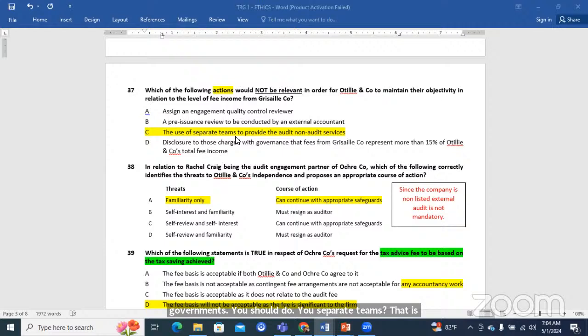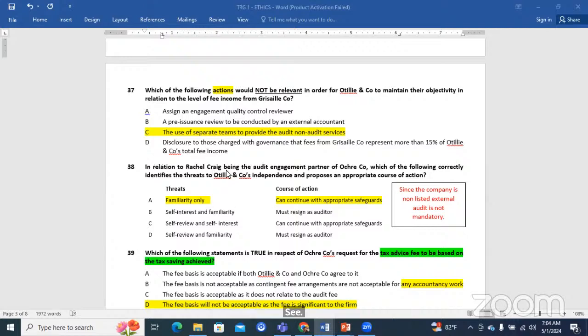The International Ethics Standards Board didn't discuss that. For a fee dependency, what is a safeguard? Actions mean safeguards. First, discuss with those charged with governance, then perform engagement quality control review. A and B speak about engagement quality control review. That is correct. D is discuss with those charged with governance. Correct answer, right? The irrelevant answer is C.